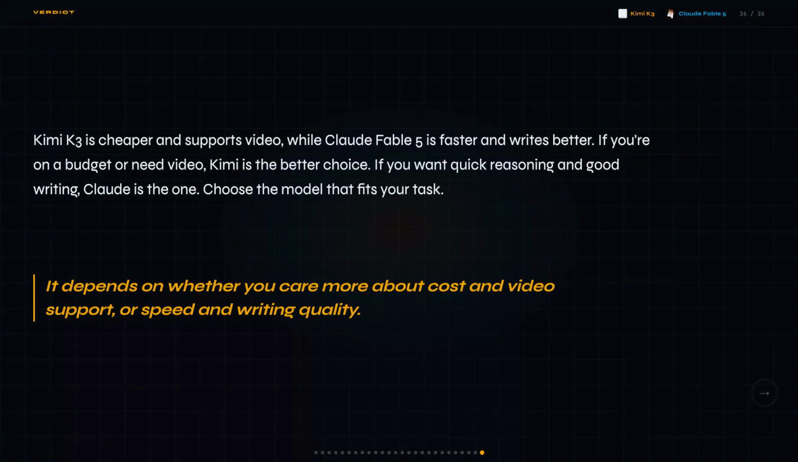So here's the decision rule. If you're running high volume, processing video, or watching your token bill, go Kimi K3, $15 output versus 50 is real money. If you need fast interactive responses and strong writing quality, Claude Fable 5 is the one.